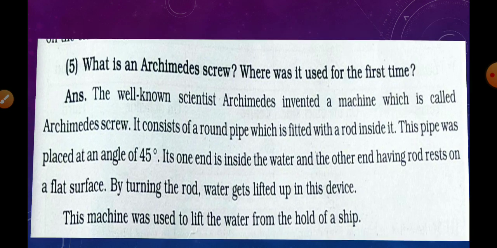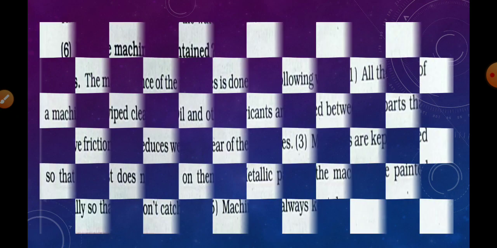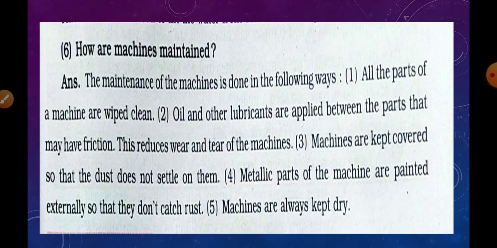Then next, sixth question. How are machines maintained? The maintenance of machines is done in the following ways. First of all, the parts of a machine are wiped clean. And second, oil and other lubricants are applied between the parts that may have friction. This reduces wear and tear of the machines. Third point, machines are kept covered so that dust does not settle on them.